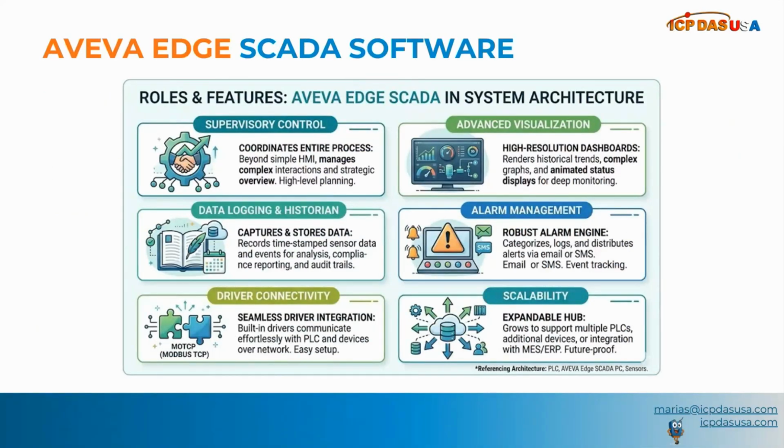AVEVA Edge SCADA software provides a strategic overview of industrial processes and transforms field data into dashboards, trend graphs, and insights for operational monitoring. The platform functions as a watchdog and a historical archive. The alarm management engine tracks, logs, and sends email or SMS message alerts so no critical events go unnoticed. The data logging and historian captures and timestamps every sensor event, creating secure records for regulatory compliance and performance analysis.